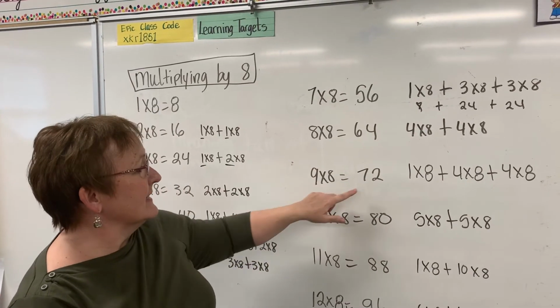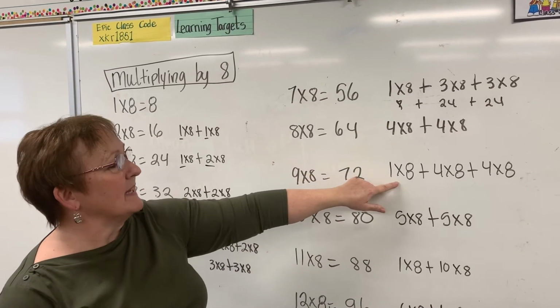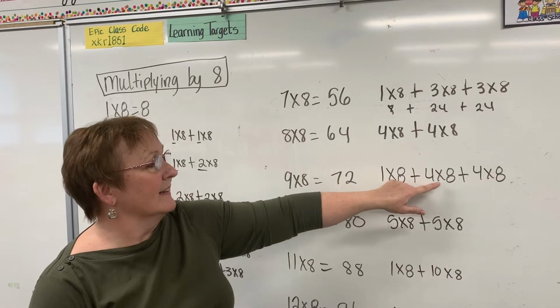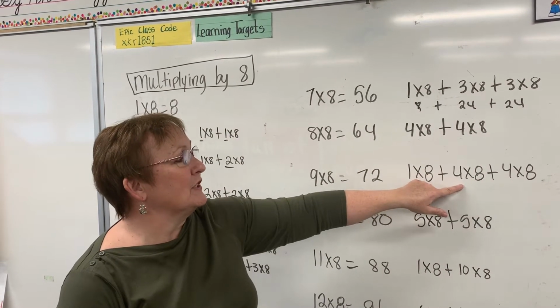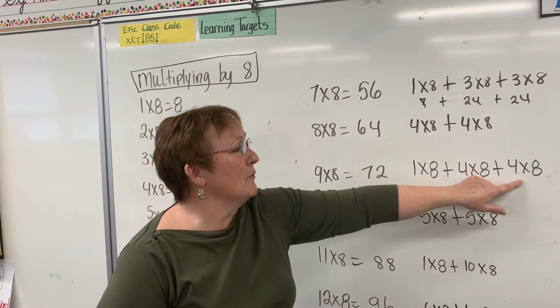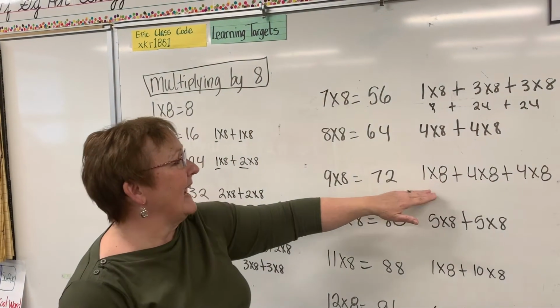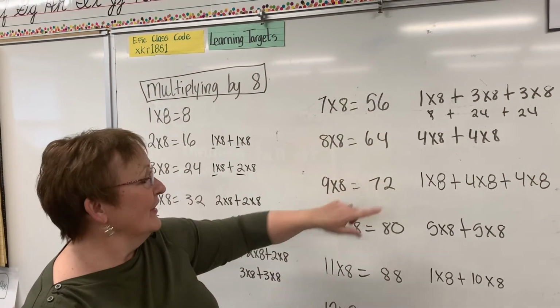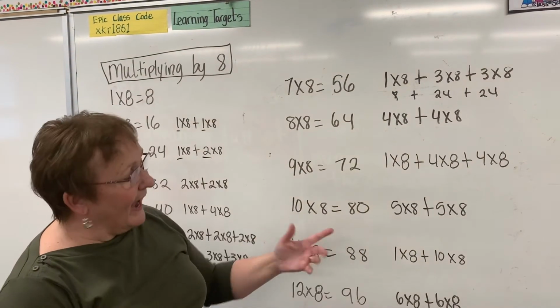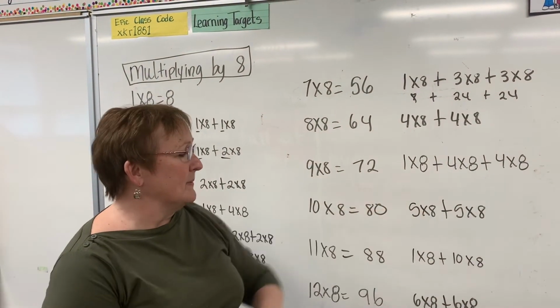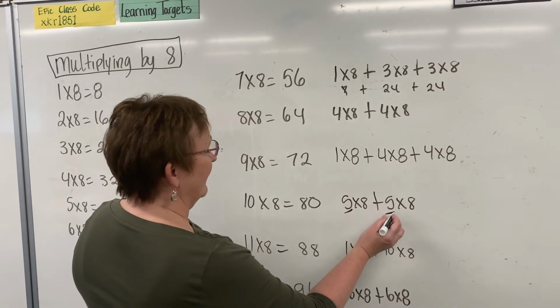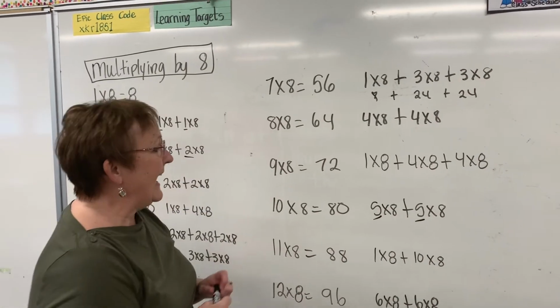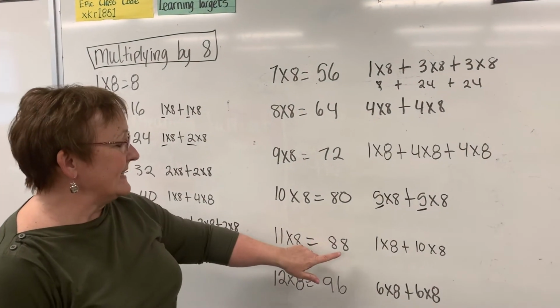9 times 8, 72. I can say 1 times 8 plus 4 times 8 plus 4 times 8. And I already know that 4 times 8 is 32, and another 32 is 64, and 64 plus 8 is 72. 10 times 8 is 80. I can go 5 times 8 plus 5 times 8 because I know 5 plus 5 is 10, and that gives me my 80. 11 times 8 is 88.